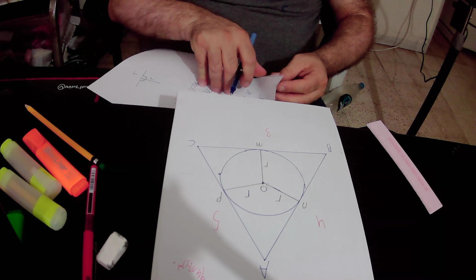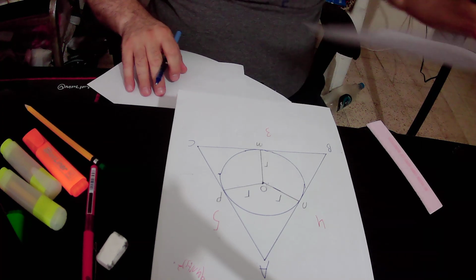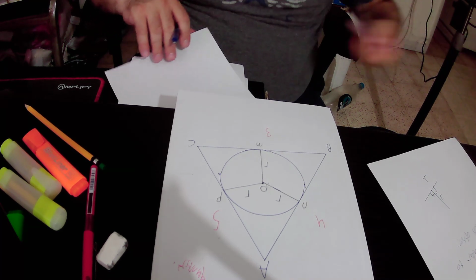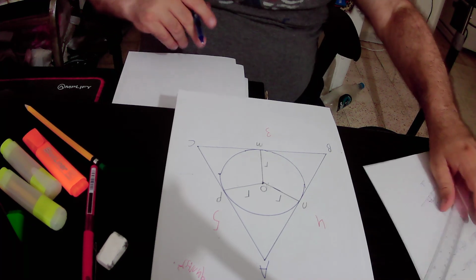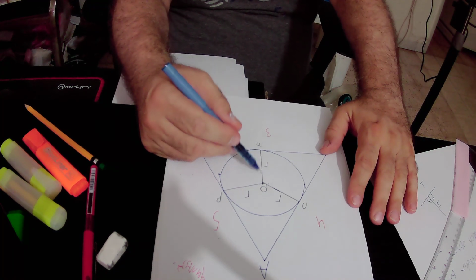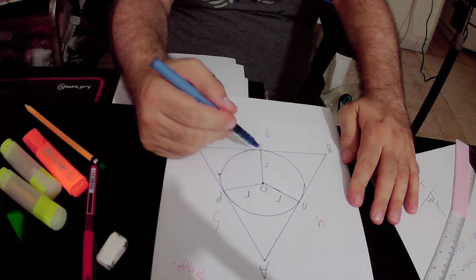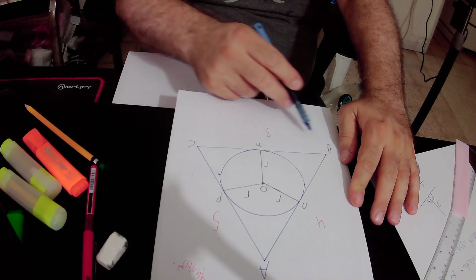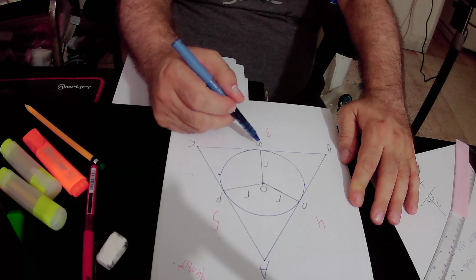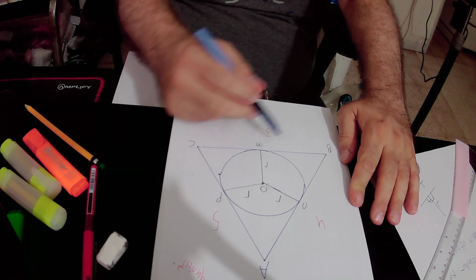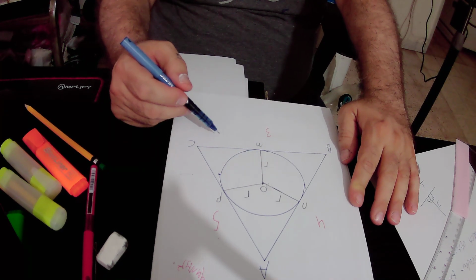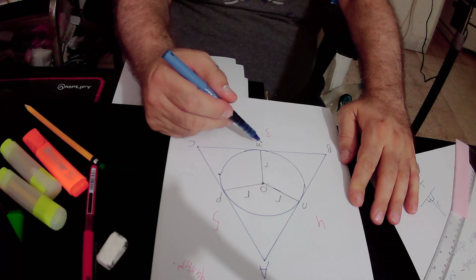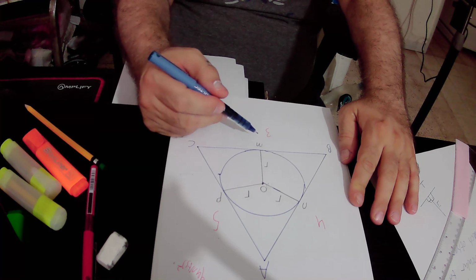Because actually we have here the radius, line segment MO is the radius, and side BC of the triangle is tangent to the radius at point M. Actually BC is tangent to the circle and is tangent also to the radius at point M.